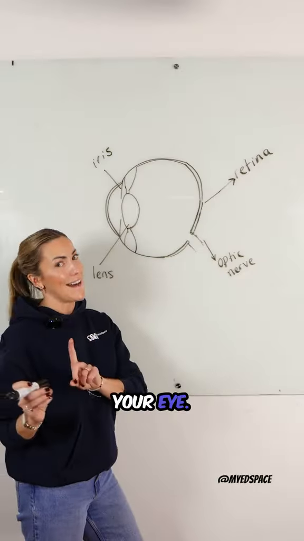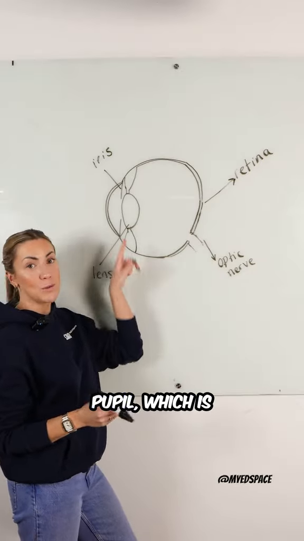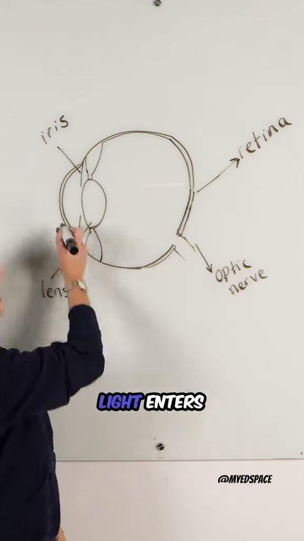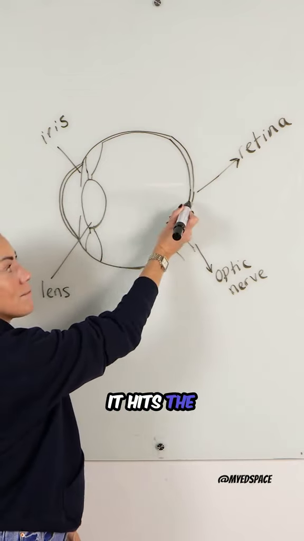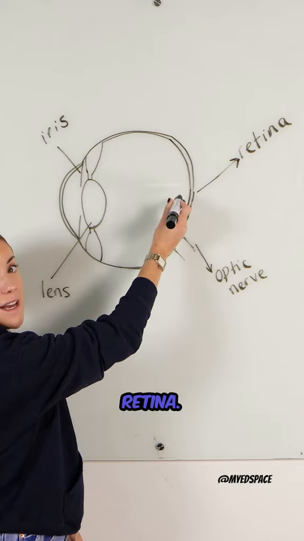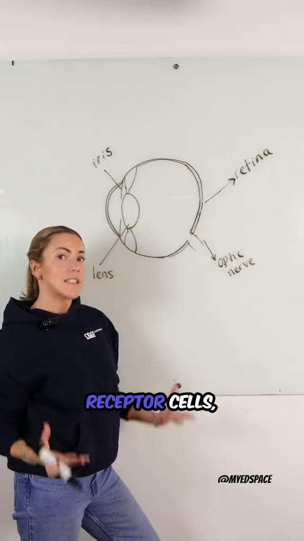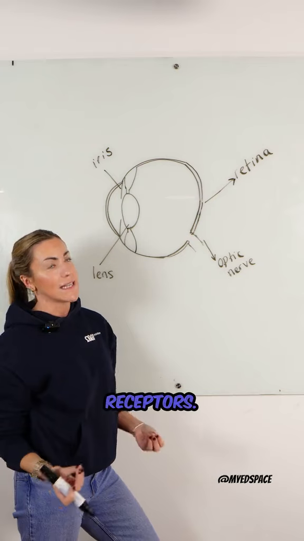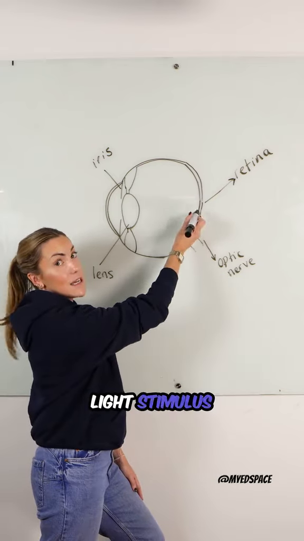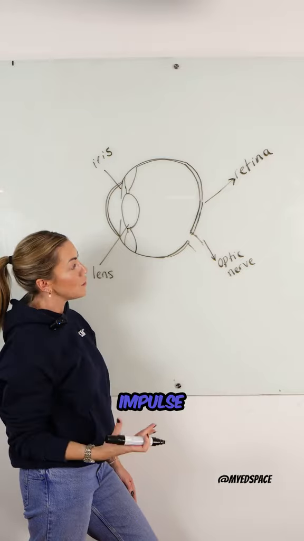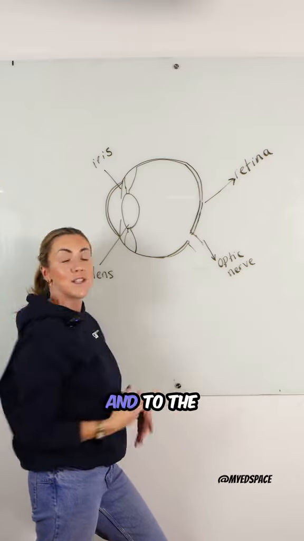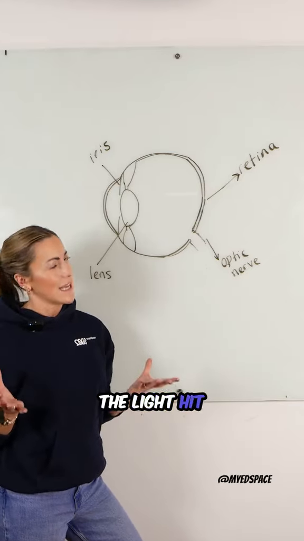So this is your eye. At the front of the eye, you have your pupil, which is basically just a hole. But the light enters through the pupil and it hits the back of the eye where you have your retina. Now, in the retina are photoreceptor cells, also known as light receptors. They detect the light stimulus and convert it into an electrical impulse which travels down the optic nerve and to the brain. But how does the light hit the retina?